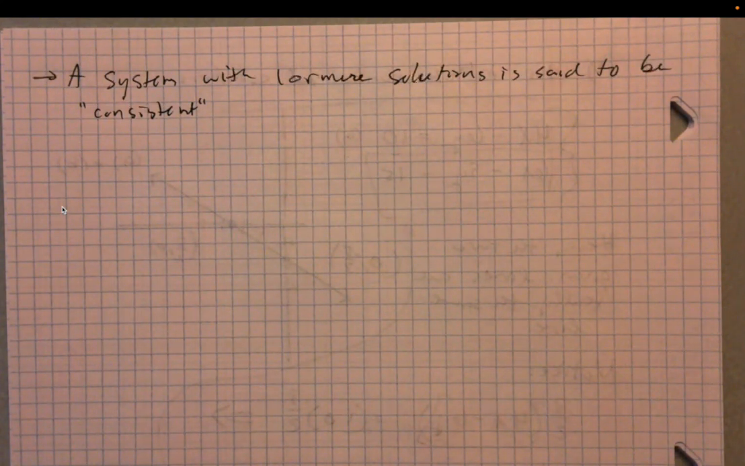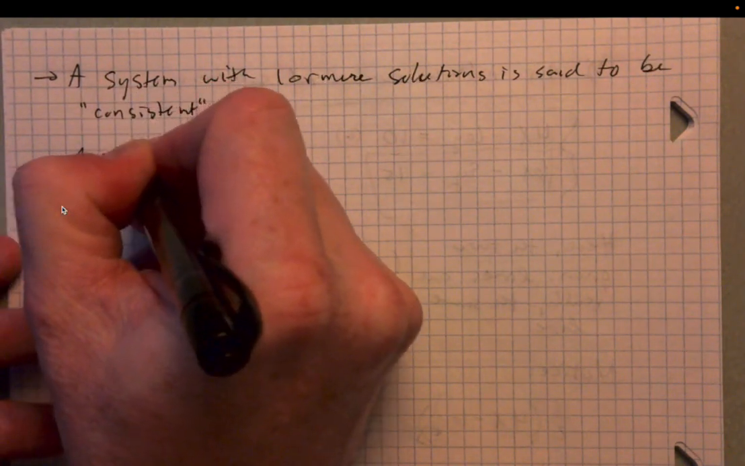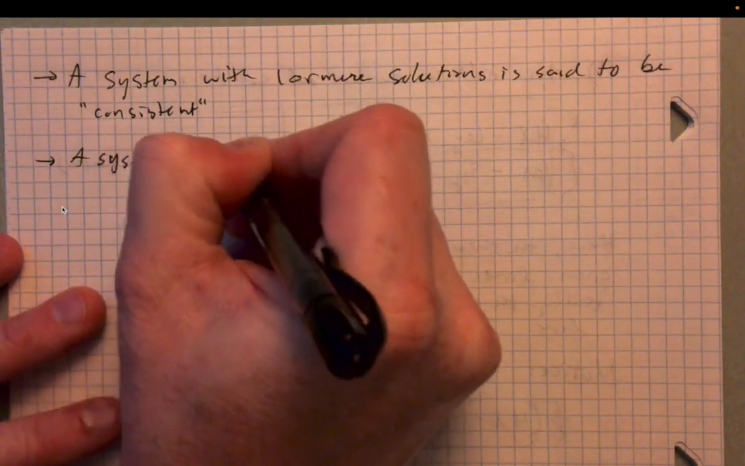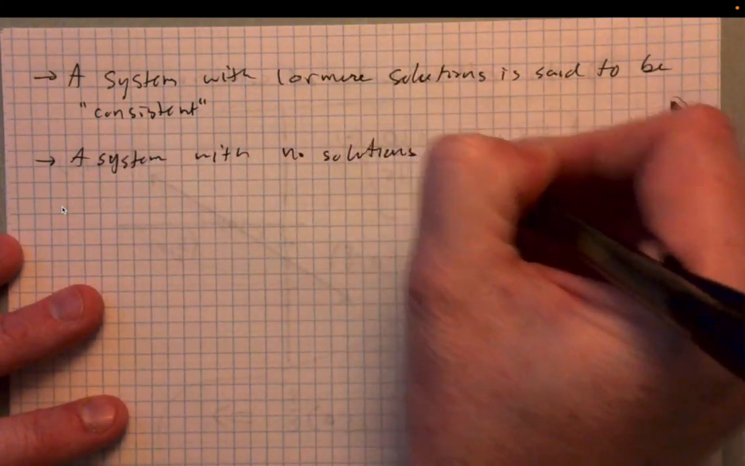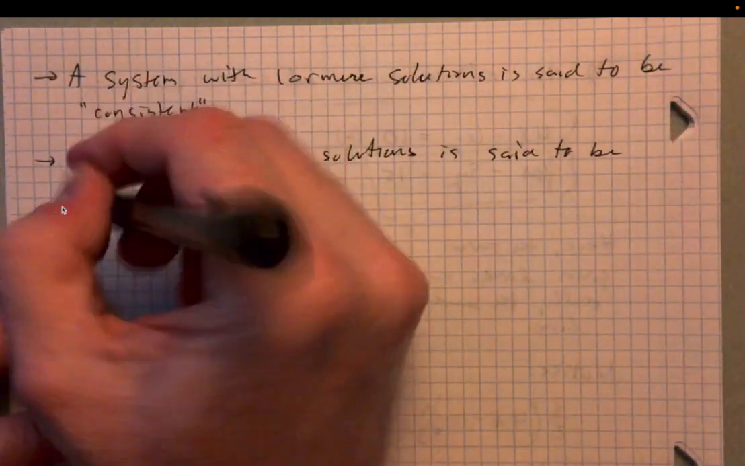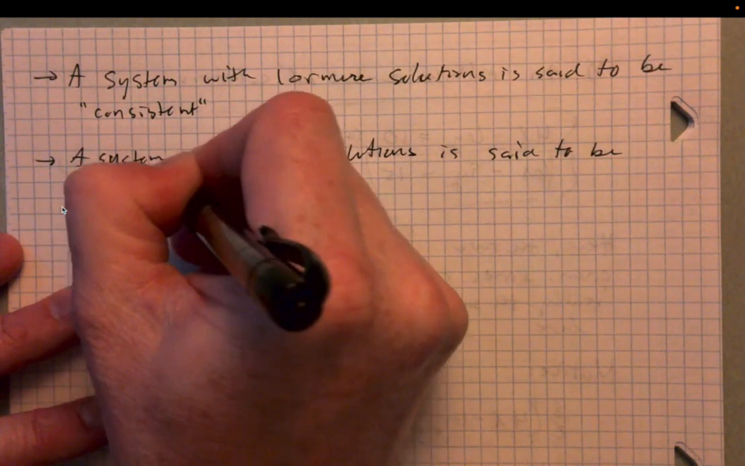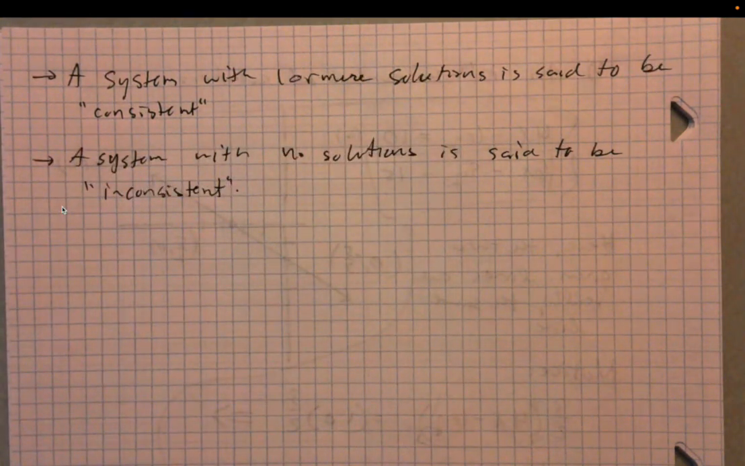Those systems are called consistent, and a system with no solutions is said to be, obviously, inconsistent. So consistent and inconsistent is not just some terminology that people use.